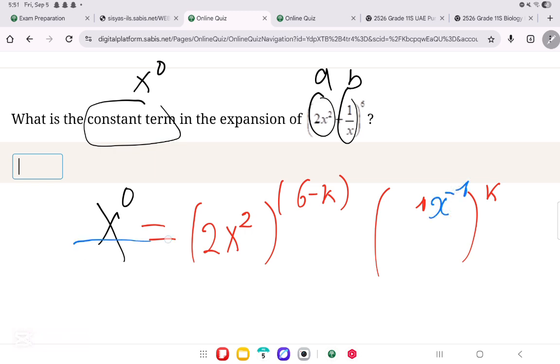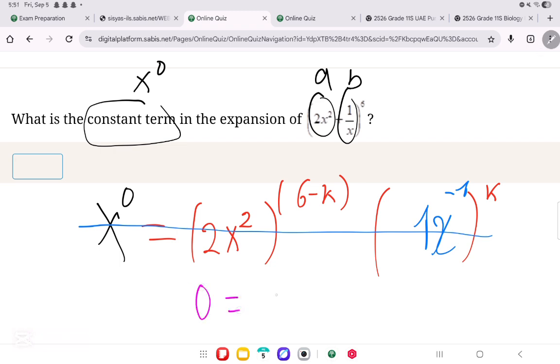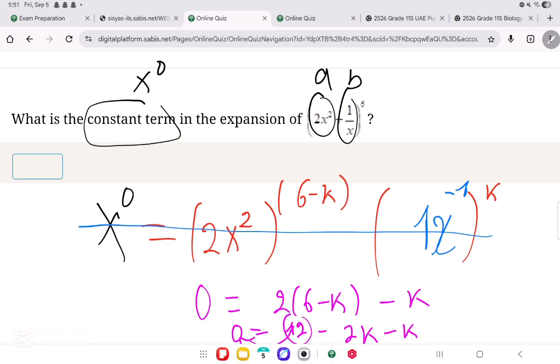Now we remove everything, right? And what will we have left? We will have 0 is equal to 2 times (6 minus k) minus k. So 0 is equal to 12 minus 2k minus k. Move 12 to the other side. Minus 12 is equal to minus 3k. Then we divide by minus 3 and we get that k is equal to 4.